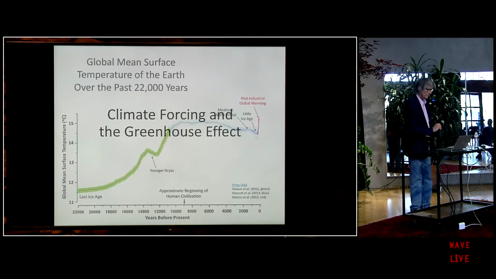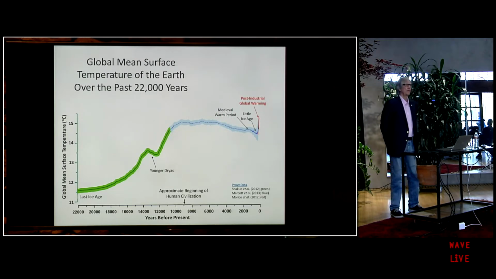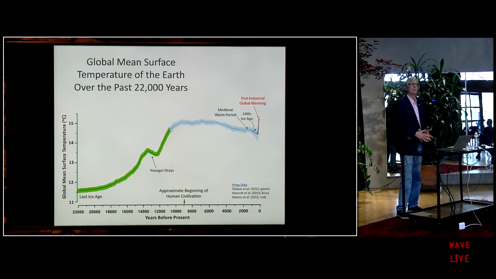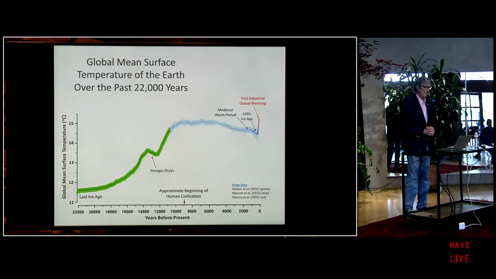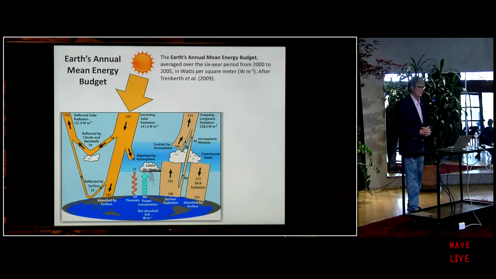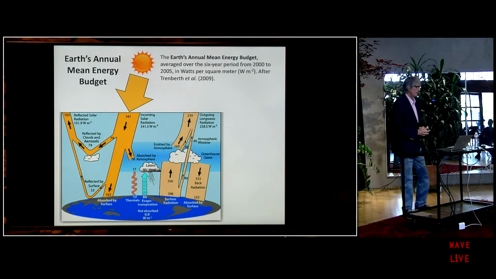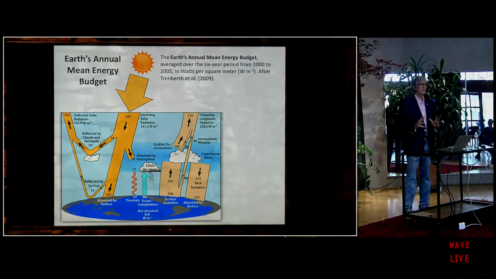We made references last time to the greenhouse effect. We talked about, for example, the paleoclimate and this rapid post-industrial warming here. And we made reference to the greenhouse effect, but we didn't really get into the science of it. And today we're going to do that. In fact, we're going to really dig down pretty deep into the science of what drives climate change. And the framework for doing that is the Earth's annual mean energy budget, which is depicted here.